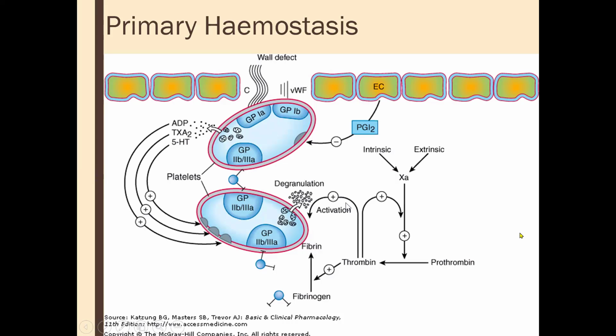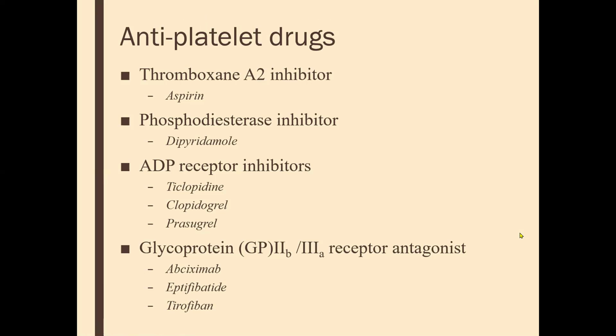So we have very few antiplatelet drugs, and it's very easy also. We have 4 classes of drugs: thromboxane A2 synthesis inhibitors, mainly aspirin only; phosphodiesterase inhibitors like dipyridamole; ADP receptor inhibitors like ticlopidine, clopidogrel, and prasugrel; and lastly glycoprotein 2B3A receptor antagonists, mainly antibodies like abciximab, eptifibatide, and tirofiban, right?